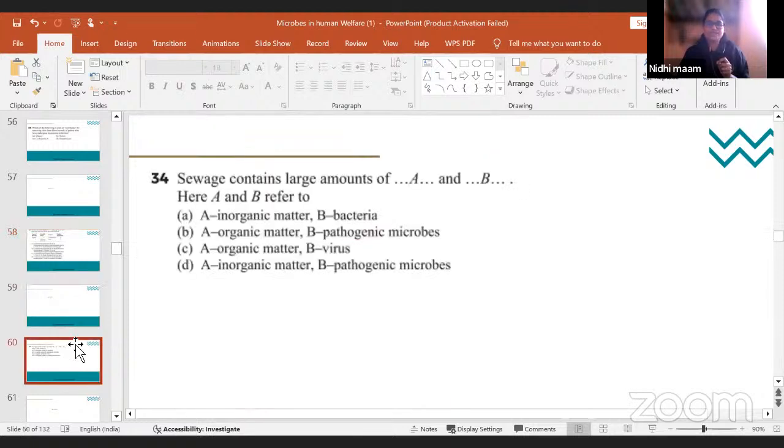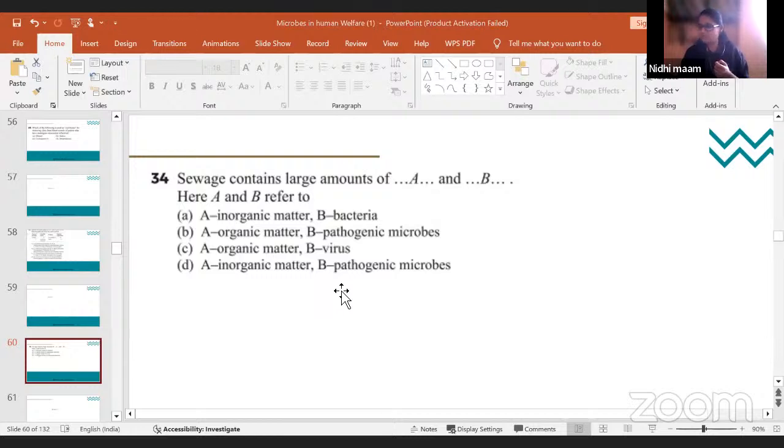Next question. Sewage contains large amounts of A and B. Here A and B refer to: A, A is inorganic matter, B is bacteria. B, A is organic matter, B is pathogenic microbes. C, A is organic matter, B is virus. D, A is inorganic matter, B is pathogenic microbes.